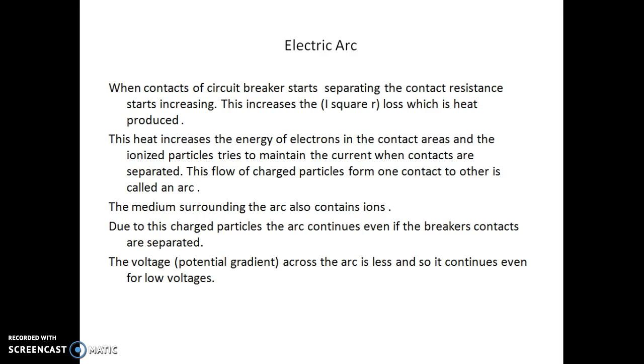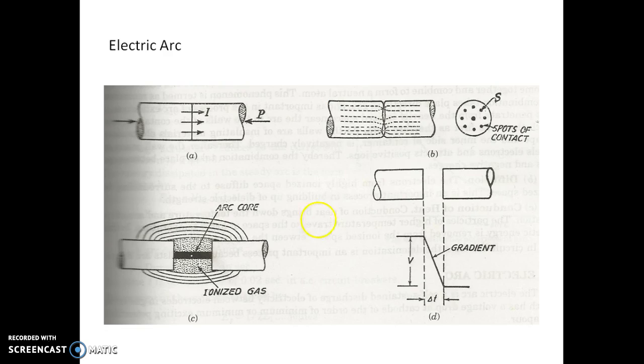And this flow of charged particles from one contact to another contact is called an arc. Due to these charged particles, the arc continues even if the breaker contacts are separated. So now we'll see the reason for this arc formation.